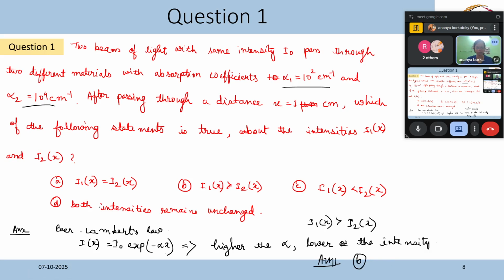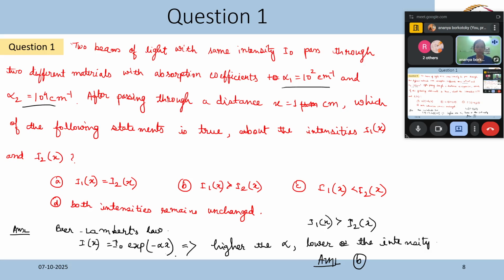Now, when will this happen? When alpha is the same, right? Basically the same material. This is not possible. This is only possible when alpha 1 is higher than alpha 2. Can this be possible? Both intensities remain unchanged.